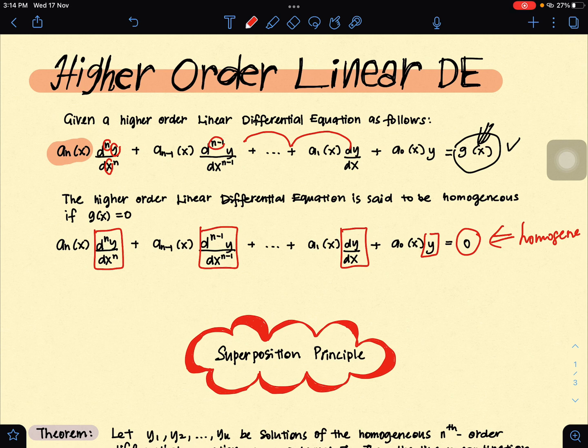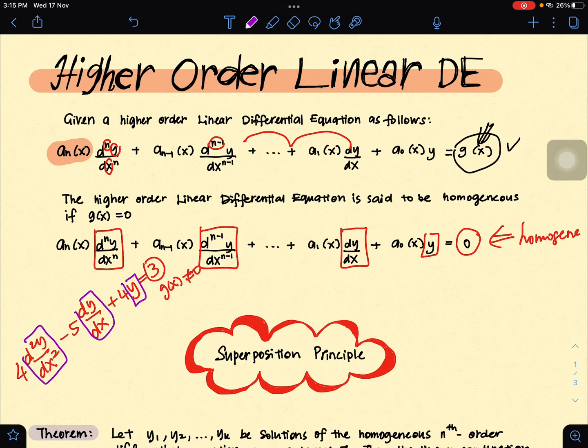Okay, so katakanlah contoh, saya ada 4 d²y/dx² minus 5 dy/dx plus 4y equal to 3. This one is non-homogeneous. Why this one is non-homogeneous? Because you have here your g(x) is not equal to 0. So bila you punya g(x) is not equal to 0, then this one is the non-homogeneous higher order linear differential equation. So untuk jadi homogeneous, mestilah di sebelah kanan ni equal to 0, dengan syarat di sebelah kiri hanya melibatkan the dependent variable dan juga dia punya derivative sahaja.